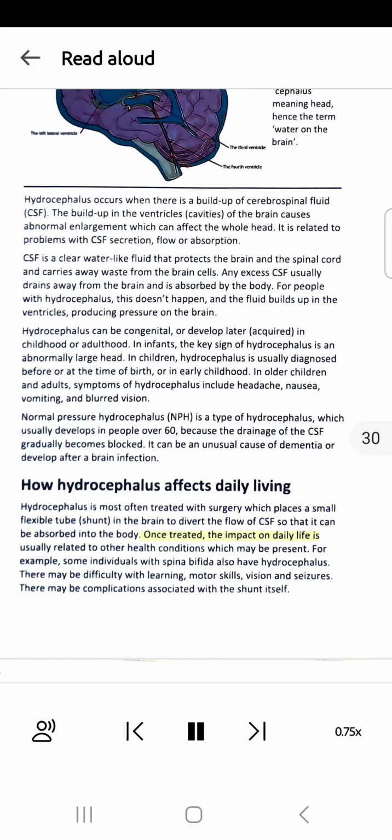The impact on daily life is usually related to other health conditions which may be present. For example, some individuals with spina bifida also have hydrocephalus. There may be difficulty with learning, motor skills, vision and seizures. There may be complications associated with the shunt itself.